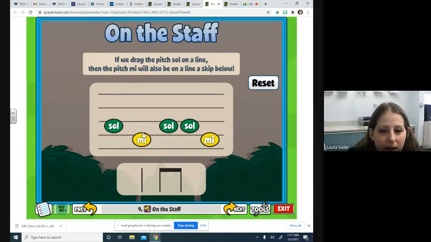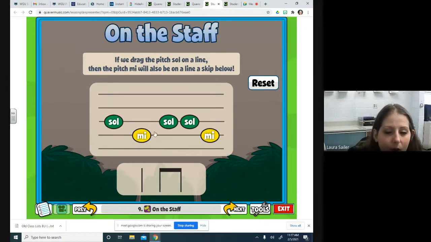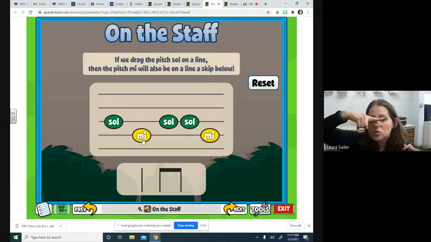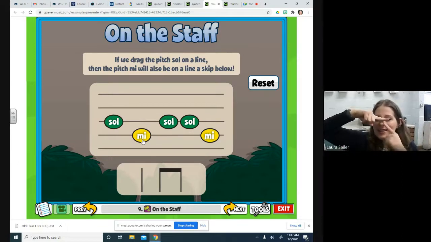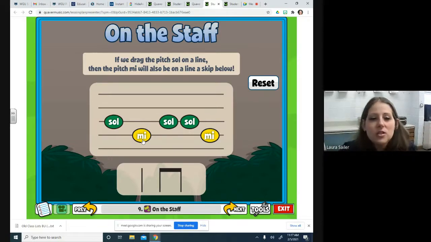And then we also have on the line. Now, on the line in music is different than in the space. On the line in music means that the line goes right through the middle of the note. Okay, so we say, my turn, my nose is on the line. I think you're doing fine. So notice how my line is through the middle of my nose, okay? So the line goes through the middle of the note. That's what we mean by on the line.